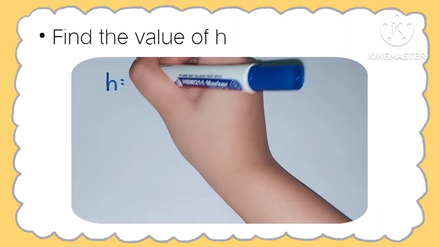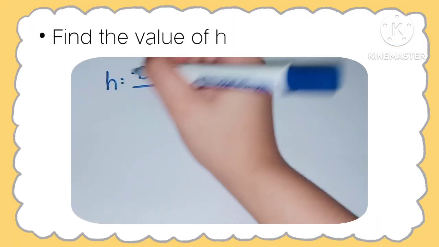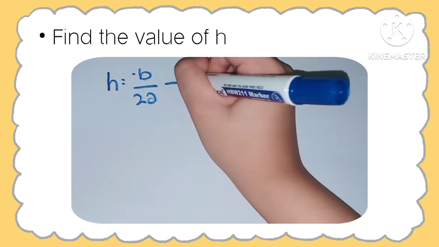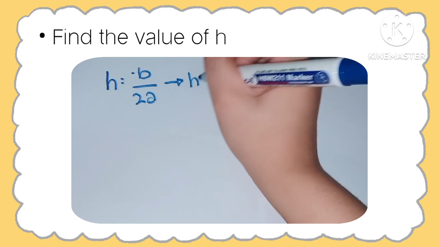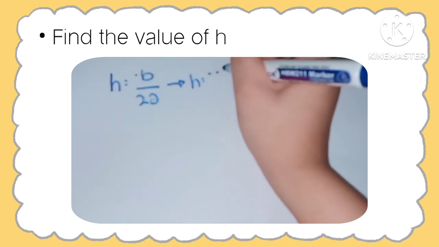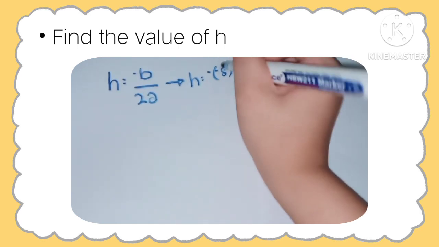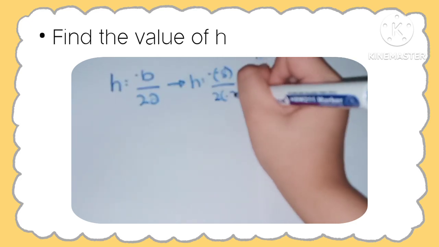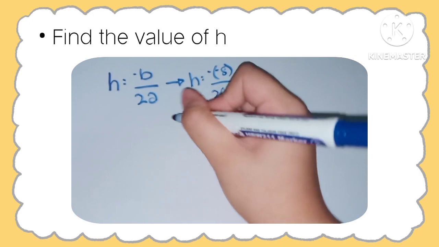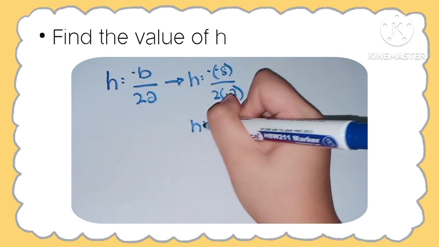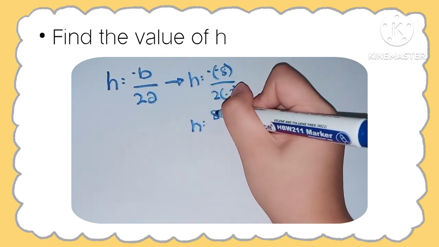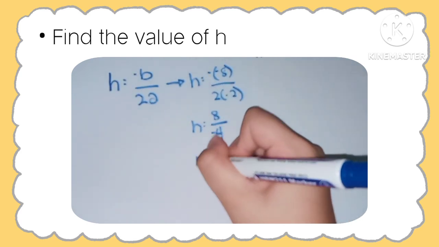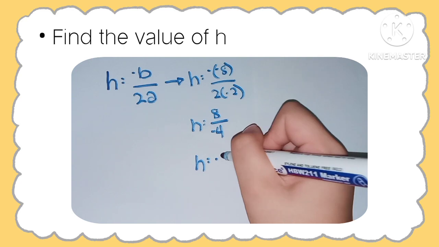Our second step is to find the value of h. The formula that we're going to use is h is equal to negative b over 2a. We're going to substitute our variables. So h is equal to negative times negative 8 over 2 times negative 2. Now we are going to solve. h is equal to 8 over negative 4. 8 divided by negative 4 is equal to negative 2.